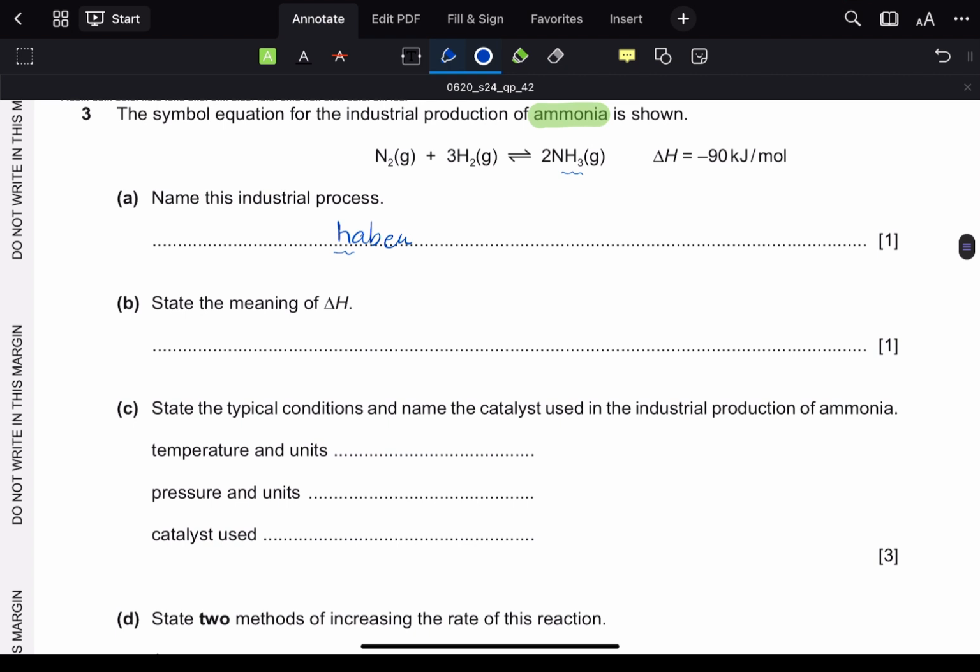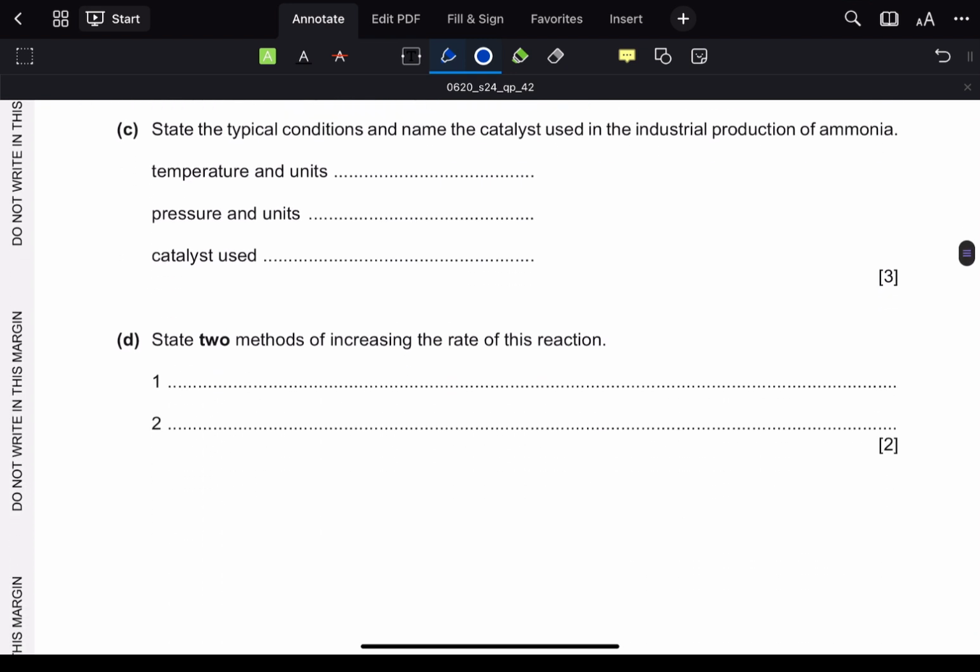Part B. State the meaning of delta H. Delta H stands for enthalpy change, which is the energy change in the reaction. If it's positive, it means that it was an endothermic reaction, but if it's negative, like it was here, it means it's an exothermic reaction. Part C. State the typical conditions and name the catalysts used in the production of ammonia.